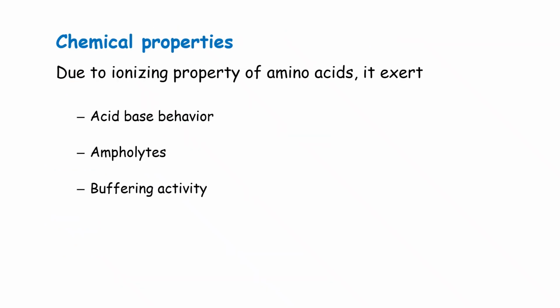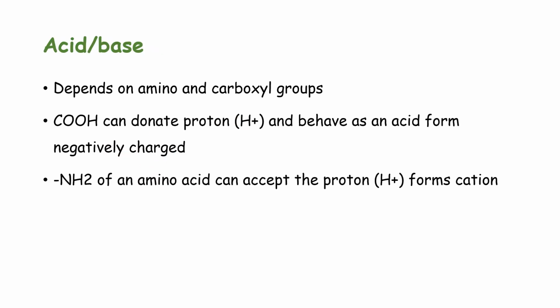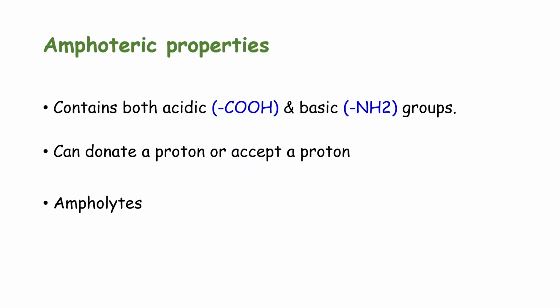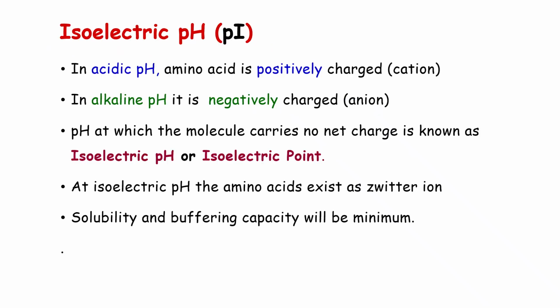Chemical properties: due to the ionizing property of amino acids, they exhibit acid-base behavior, ampholytes and buffering activity. The COOH carboxyl group behaves as an acid that mainly donates, whereas NH2 accepts. You should know which are donors and which are acceptors. So COO minus are donors and NH2 are acceptors. Amphoteric properties: why are they called ampholytes? You will know the term amphoteric, both positive and negative. Here it contains both acidic and basic groups. It can donate or accept a proton. That's why they are called ampholytes.